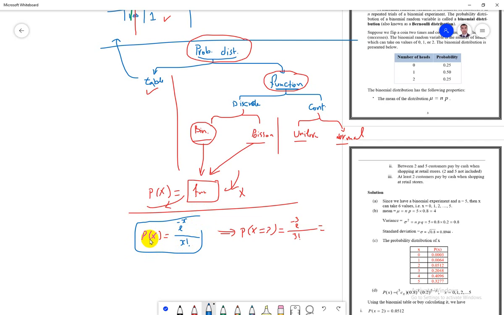Now if you substitute the value of x in this formula, you get the probability of x. Assuming, using this formula, I need to find the probability that x equals 3. How do I substitute? Very simply, substitute x equal 3 in this formula. So now it will be e to the power negative 3 divided by 3 factorial. Then you can use your calculator to find the value.